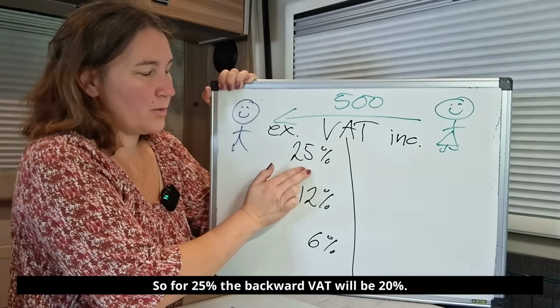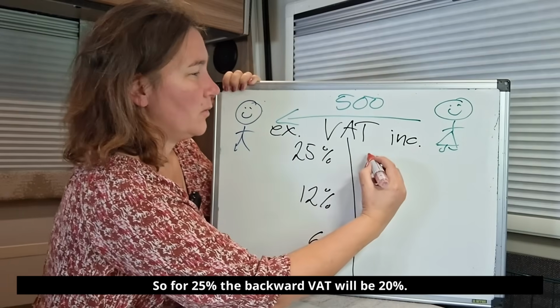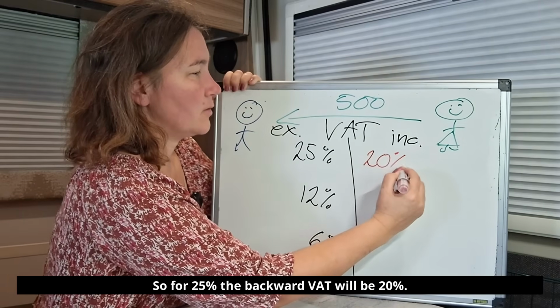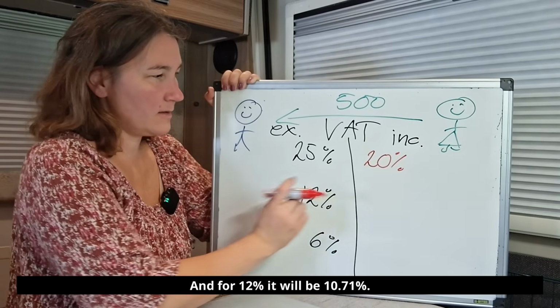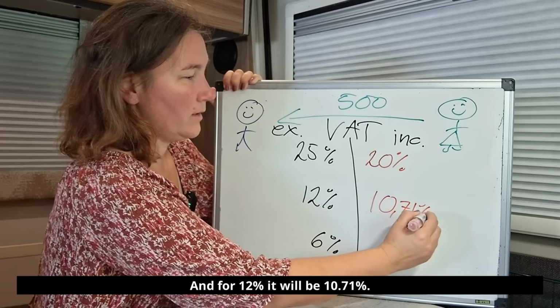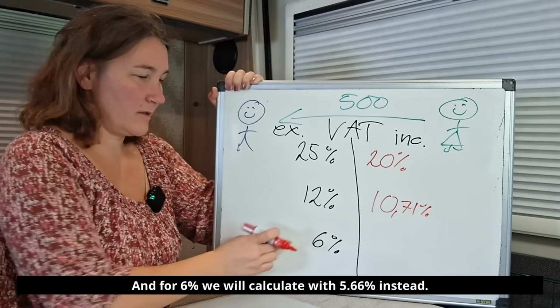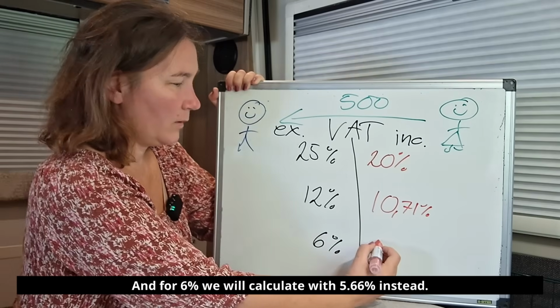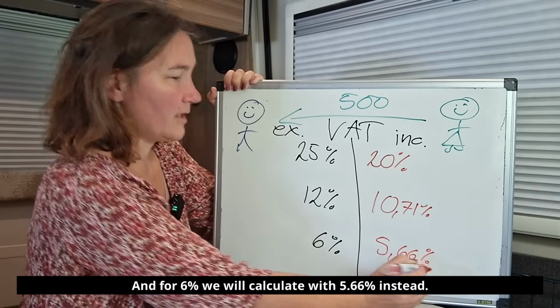So for 25%, the backward VAT will be 20%. And for 12%, it will be 10.71%. And for 6%, we will calculate with 5.66% instead.